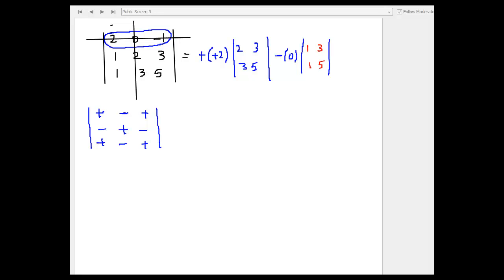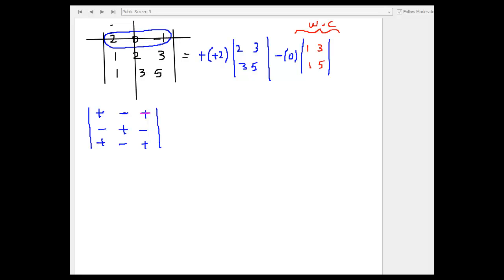Actually, this is also known as who cares, WC. We don't care what this minor matrix is, because it's multiplied by 0, so the result would be 0, so we could kind of ignore that one. But we're going to move on to the next one.